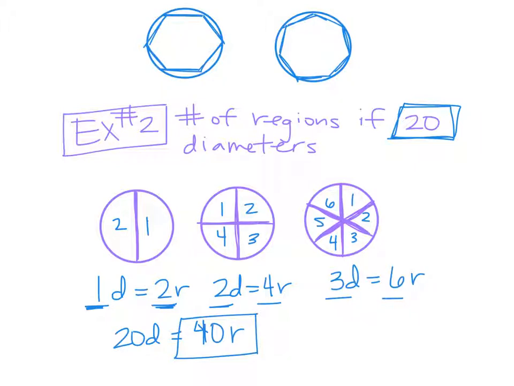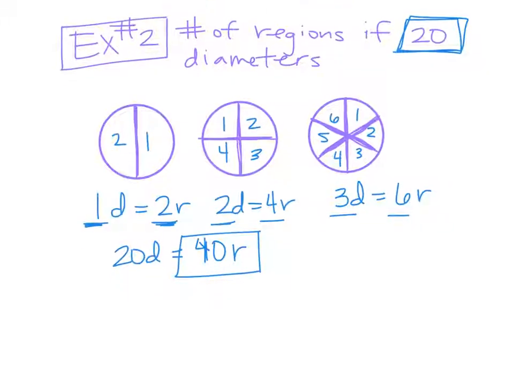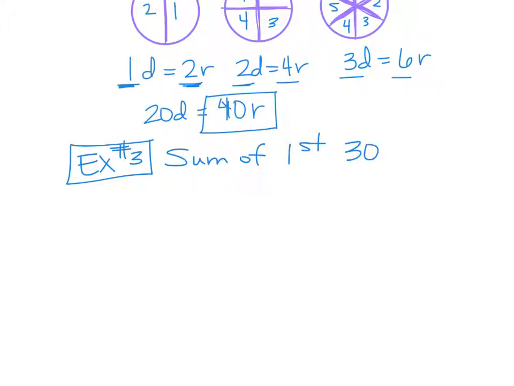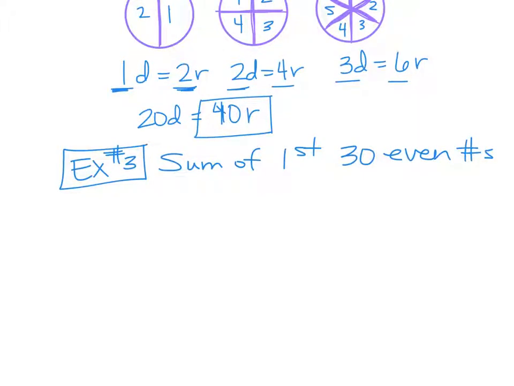Okay. When you make conjectures like this, you need to make sure that you gather enough data to make sure that our conjecture makes sense. So we're going to do another problem. This is example 3. For this one, what do you think the sum of the first 30 even numbers would be?